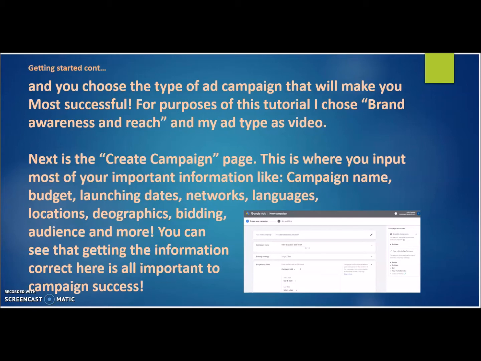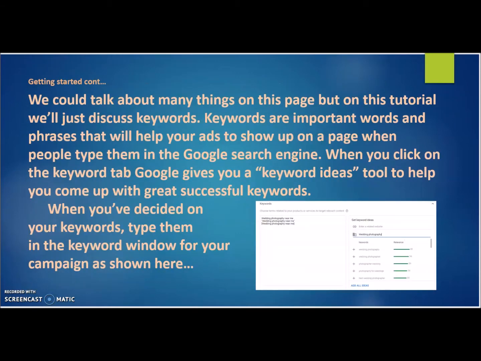Next is the Create Campaign page. This is the main big page where you input most of your important information: many things like campaign name, budget, launching dates, networks, languages, locations, demographics, psychographics, bidding, audience, and more. There's a lot of stuff here. You can see that getting the information correct here is all important to campaign success. We could talk about many things on this page, probably spend a couple hours on it, but in this tutorial we'll just discuss keywords mostly.